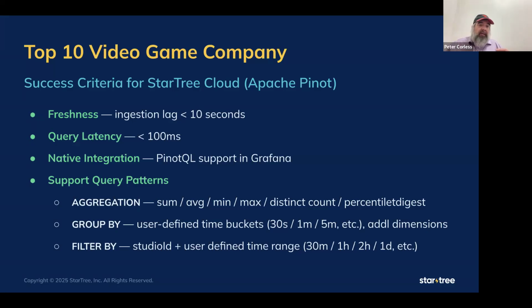And we're using the Pinot query language to then drive Grafana dashboards, just like you would from Prometheus or anything else. And again, these are specific things that they're doing in the query pattern. They're doing aggregations, group bys, and filters. And then they have different levels of granularity, so they kind of time bucket. Like, who's doing this in the last 30 seconds? Who is seeing this in the last 5 minutes?